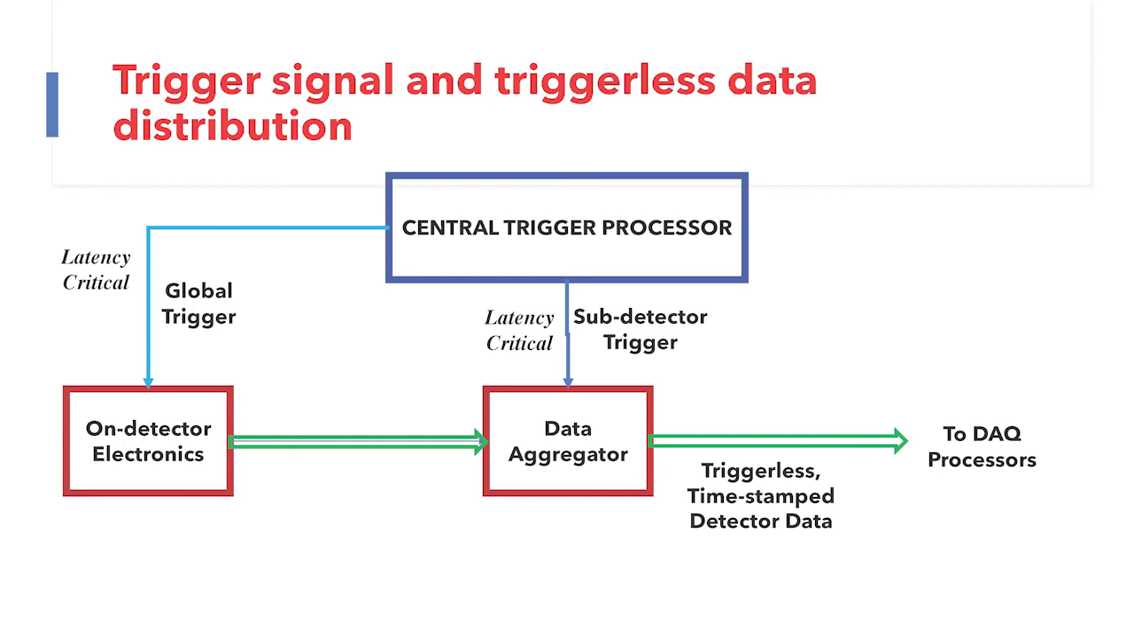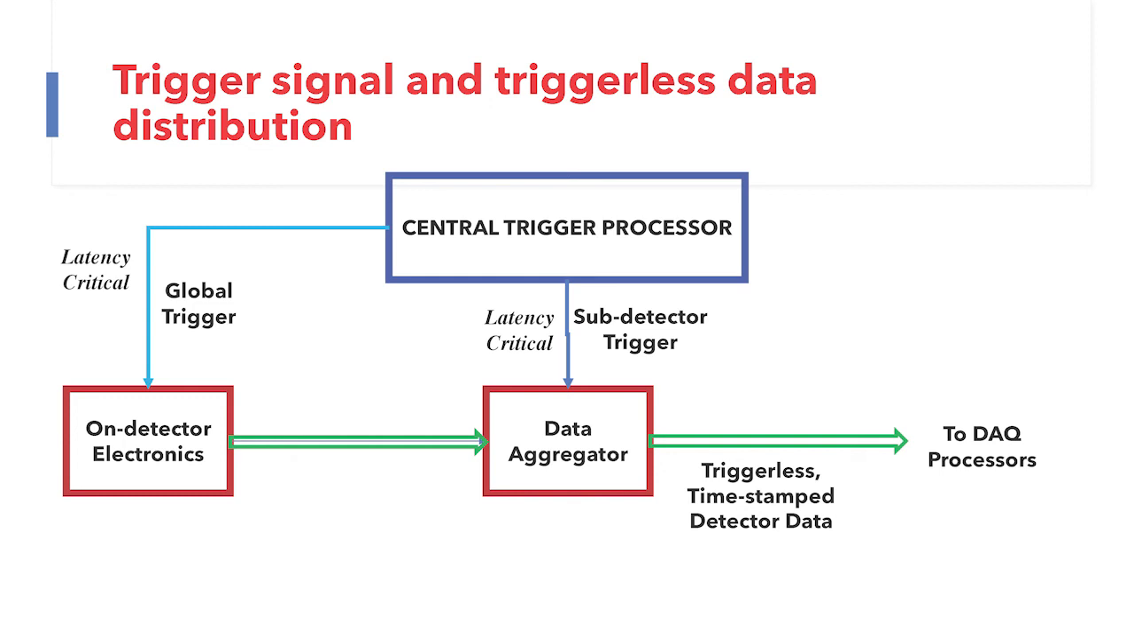This on-detector electronics now sends the data to the data aggregator. This is the term which you need to follow throughout the presentation, the data aggregator concept. Once the global trigger says the window is open, capture the data, it sends it to the data aggregator. Here, it marks which detector the data has come from.